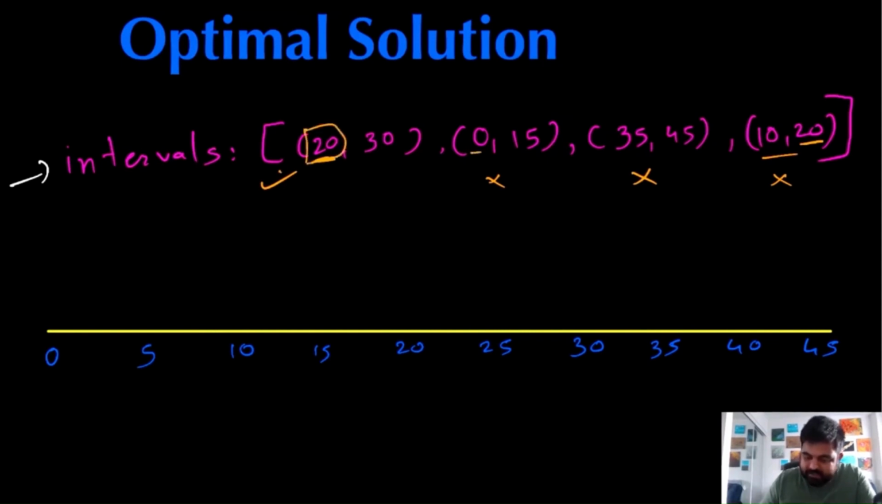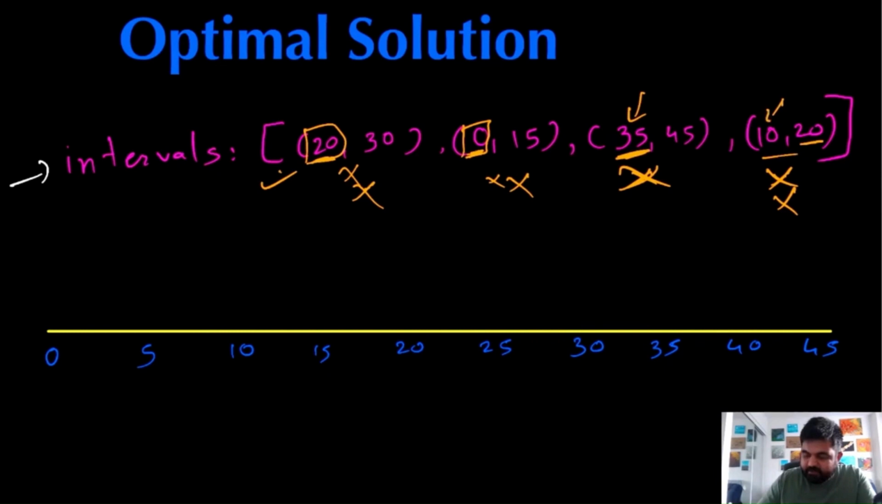Now let's see about this one. This meeting is from 0 to 15, right? So does there exist any conflict between these two, between this 0? 0 does not exist between this one, 0 also does not exist over here, and 0 does not exist over here. So we are good. Same goes for this 35, that 35 does not exist between these two, this one or this one. So we are good.